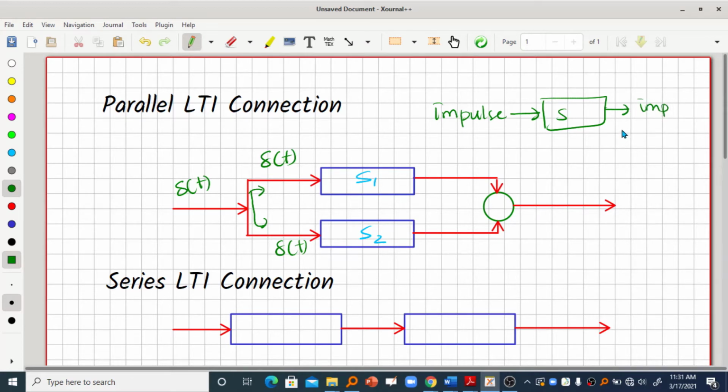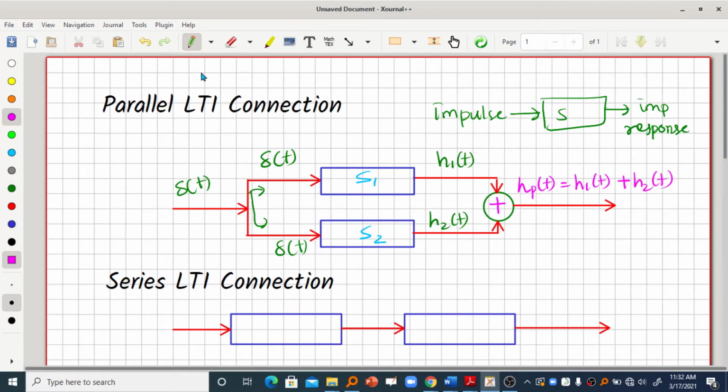So it will provide the impulse response, which we have already discussed. Let us say that H1 of t is the impulse response of this system, that is S1, and H2 of t is the impulse response of the second system. From the analysis, people found that the parallel connection has a peculiar property: the impulse response of the overall system is equal to H1 of t plus H2 of t.